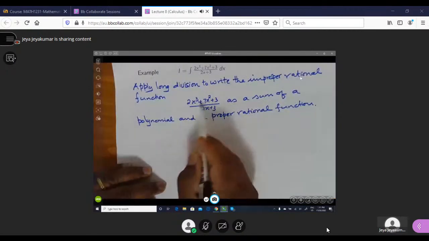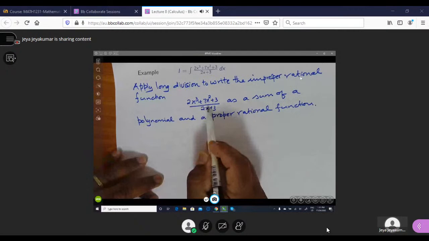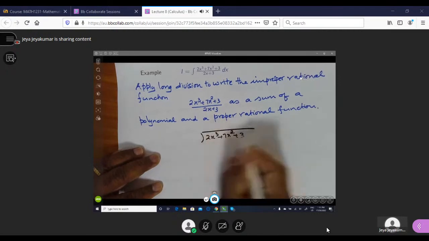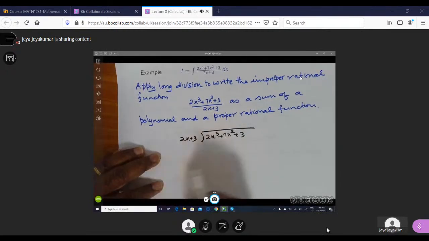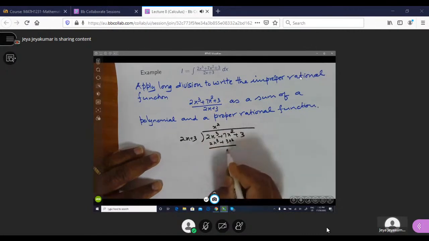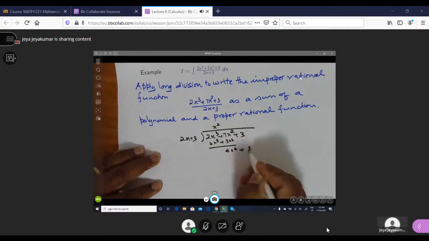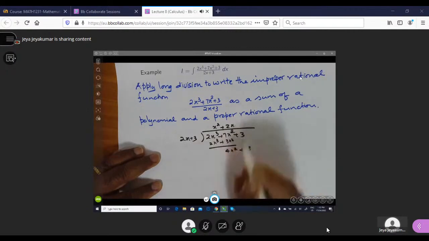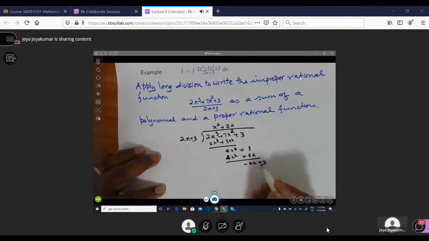So this one is not a proper rational function, so I'm going to apply a long division. You know that long division over here, 2x cubed plus 7x squared plus 3. You divide by 2x plus 3. Okay, and that gives you x squared. So 2x cubed and plus 3x squared. You subtract that, so that's 4x squared plus 3. And another factor here, x squared plus we have 2x there, plus 4x squared plus 6x here. Okay, subtract that, you get minus 6x plus 3.